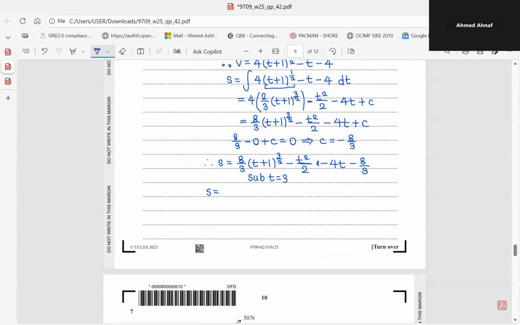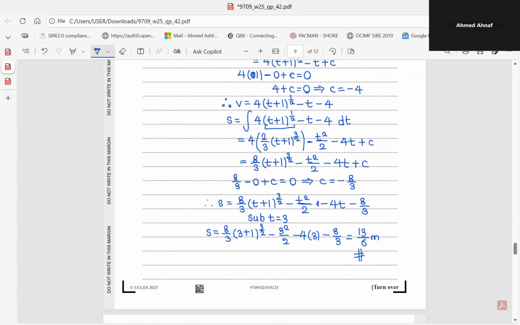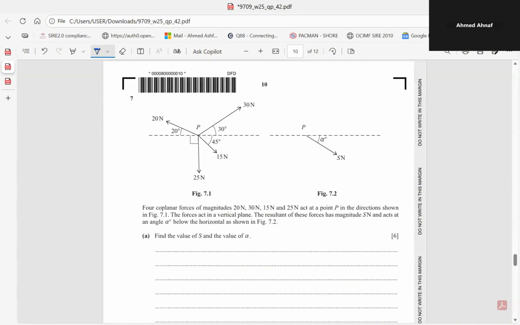Just write down the whole equation, minus 4 times 3, minus 8 over 3. You would get 13 over 6 meters. That's our final answer. So with that, let's move on to the final question.